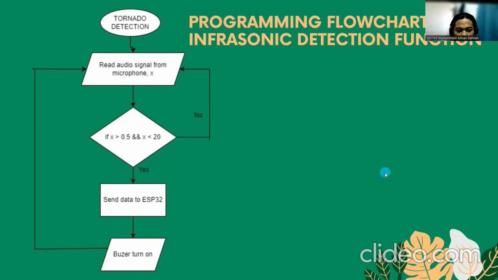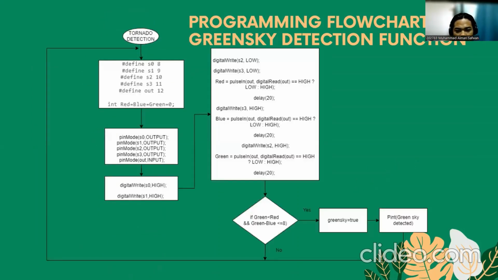Next one. This is the programming flowchart for the green sky detection function. We define the input here and the pin mode. It will detect whether the green color is high or not, and if it's high, it will return true and print green sky detected. If not, it will keep repeating to read the input. So then the next one.